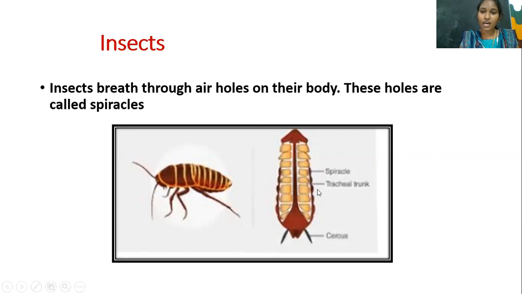That air holes are called spiracles. Insects breathe through these spiracles.